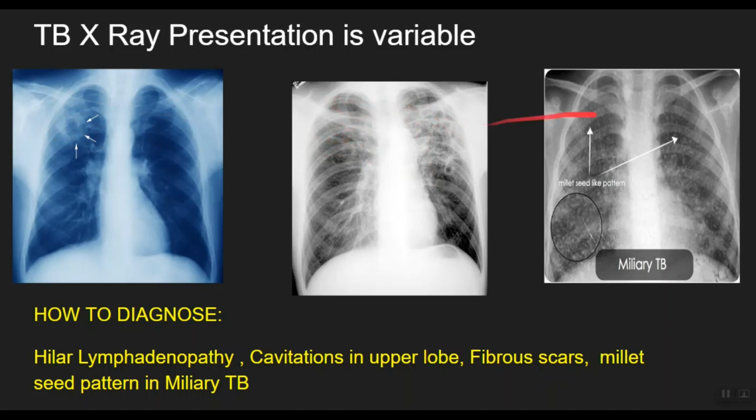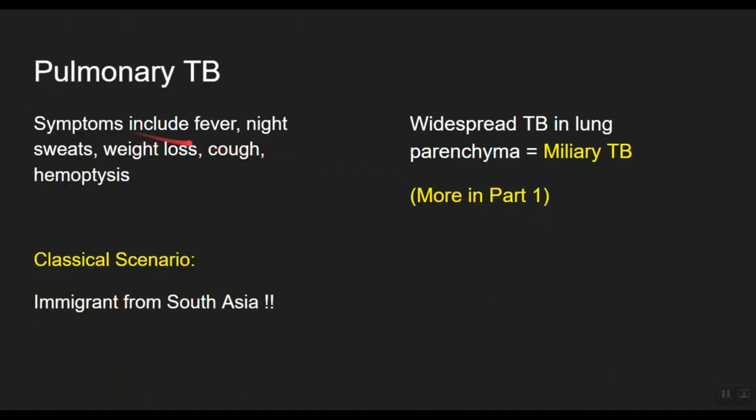And finally, widespread TB can cause a millet seed pattern seen here, known as miliary TB, which we have discussed in part 1 of high yield x-rays already. Symptoms of pulmonary TB include fever, night sweats, weight loss, cough, and hemoptysis, which is basically blood in sputum. The classic scenario for the exams is an immigrant from South Asian countries like India or Pakistan, because TB is rampant in those countries. The severe widespread form of pulmonary TB is called miliary TB, and I highly suggest you watch part 1 of the X-ray videos for more details.